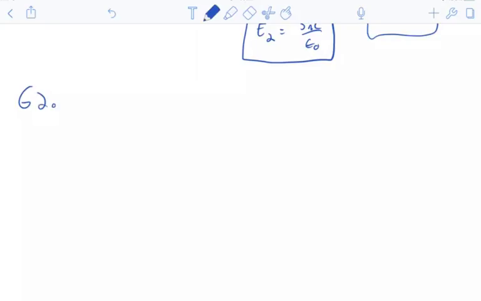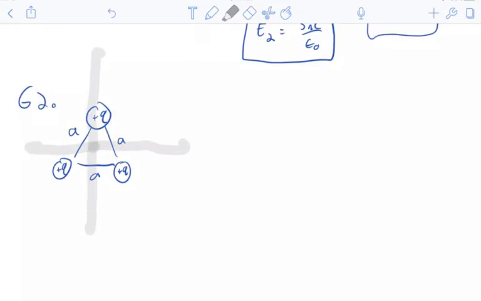Three particles, each carrying charge plus Q, are located on the corners of an equilateral triangle of side length A. Triangle centered at the origin. Hello, I'm the origin of the Cartesian coordinate system. What's the electric flux through a spherical Gaussian surface centered at the origin if the radius is A over 4 or 2A? Alright, so A over 4.